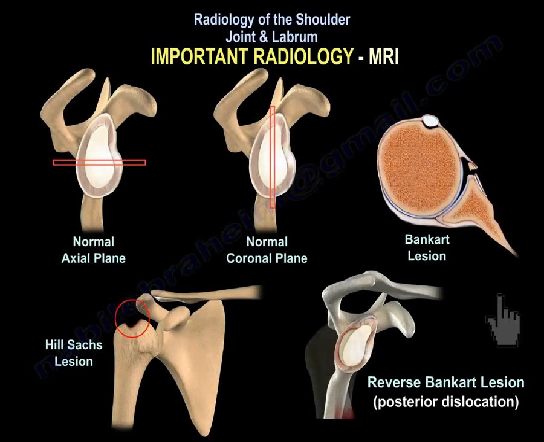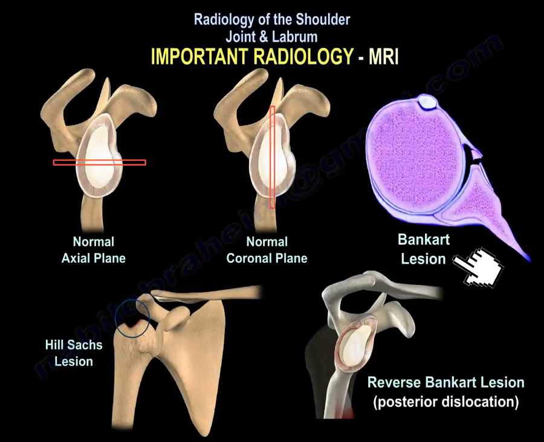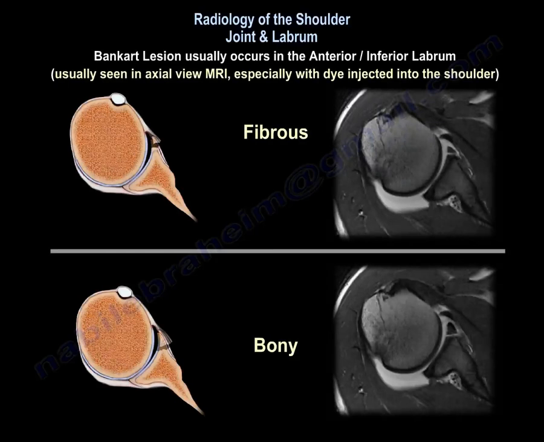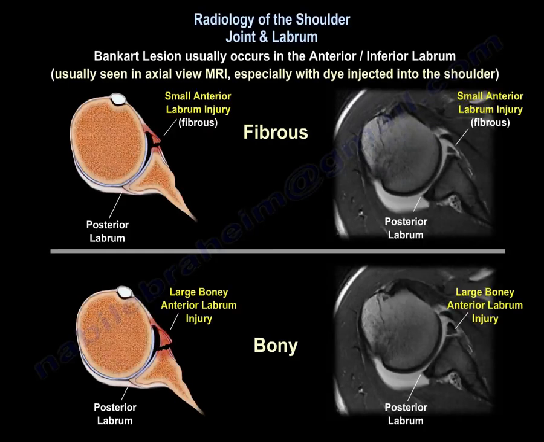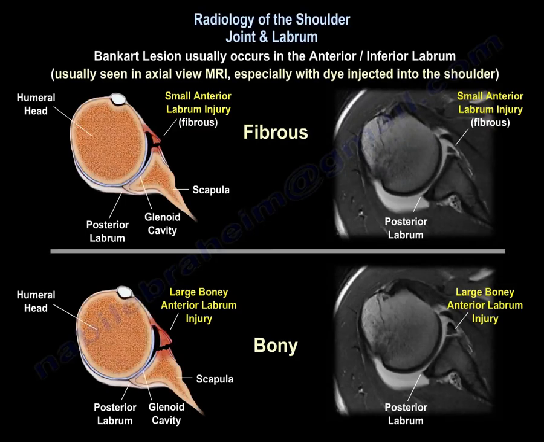Now we're talking about the Bankart lesion. Bankart lesion usually occurs in the anterior inferior labrum. It's usually seen in the axial view MRI, especially with a dye injected into the shoulder. The Bankart lesion can be fibrous or it can be bony. In the lower diagram and the MRI, you can see a large bony injury involving the anterior labrum.